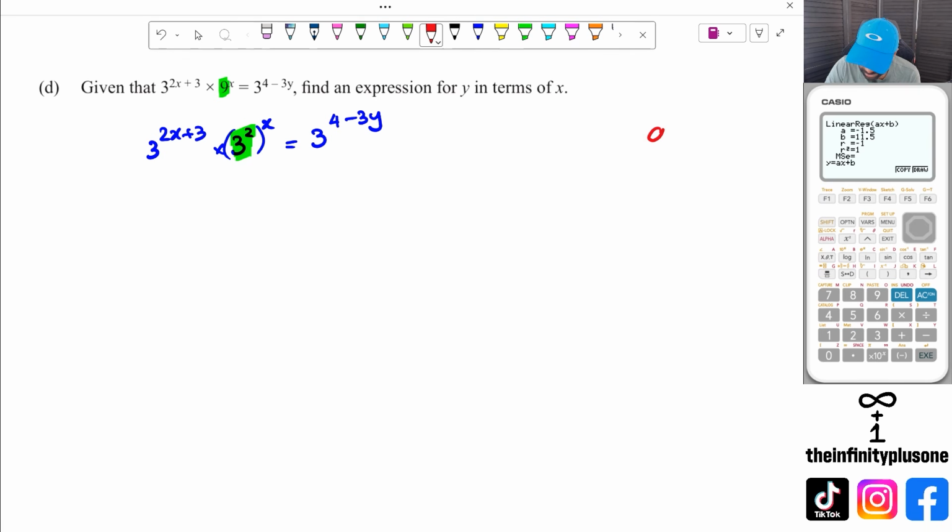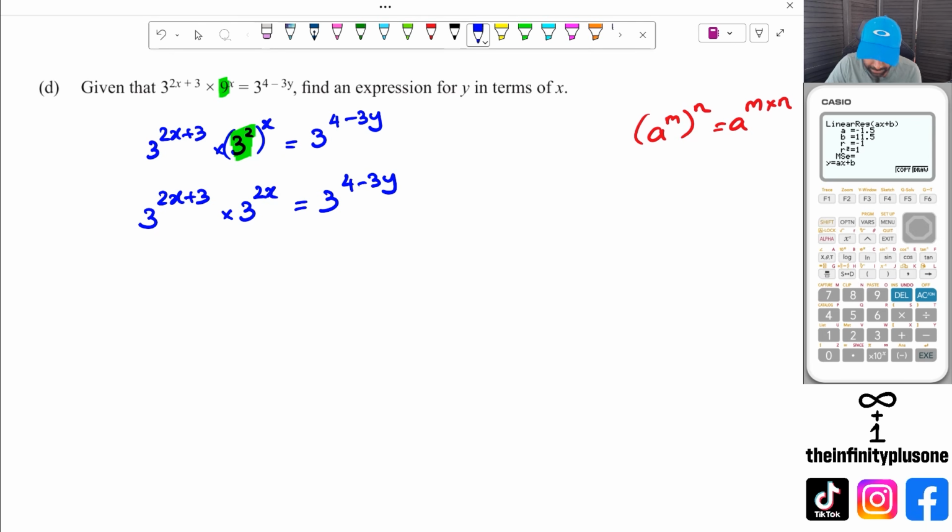Now, one of the rules about powers of powers, remember that when you have a to the power of m to the power of n, we can say that this is m times n. Based on that idea, I am going to do 2x plus 3 multiplied by 3. The 2 times x will become 2x equals 3 to the power of 4 minus 3y.